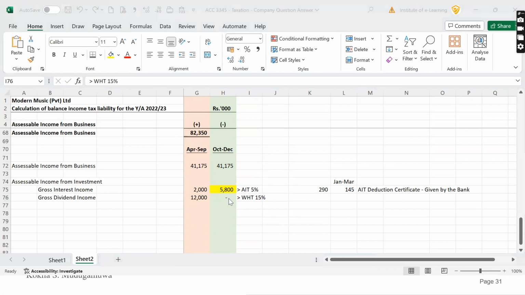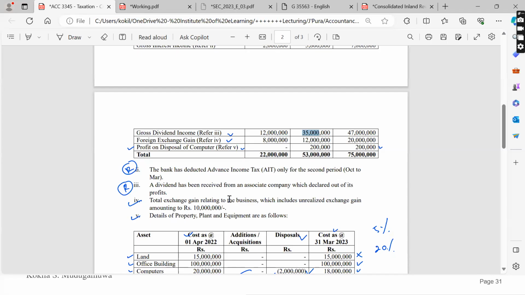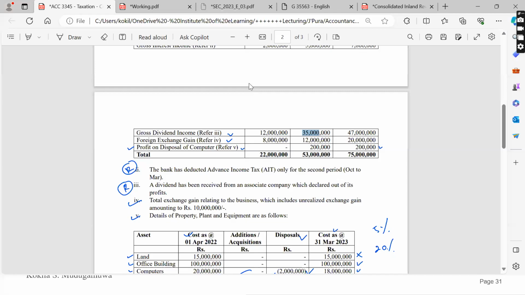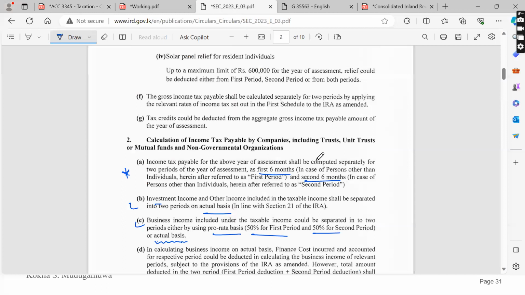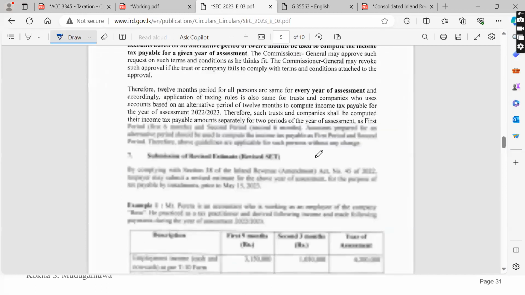For the second period, it is mandatory for other companies to deduct withholding tax of 15% on dividends. Dividend එකට 15% අනිවාර්යයෙන්ම deduct කරන්න ඕන. So if there is dividend income, in the second period we do not take it. We have to disregard that part.